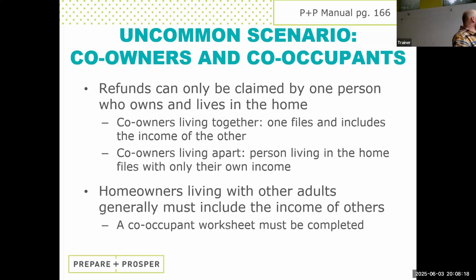If they live together, we are going to assume that they are both pooling their resources to pay the property tax. And we are going to consider both persons' income when determining how much credit they are entitled to. If they co-own it, but only one person lives there, we are going to assume that the person living there is the one responsible for paying the property tax, and we will only consider their income.